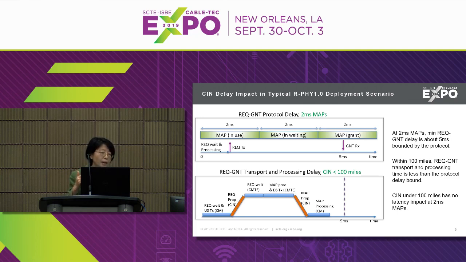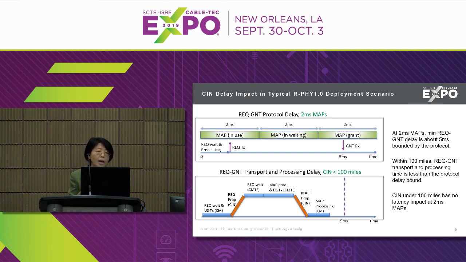Now, this 5 millisecond turns out to give a sort of timing budget in terms of how long your request and grant messages can take: how much time it can take for the request to be processed at the cable modem, transported through the network to the CMTS, and for the CMTS to process it, generate a grant, and propagate it down to the cable modem.